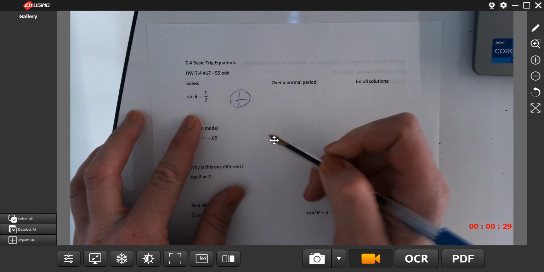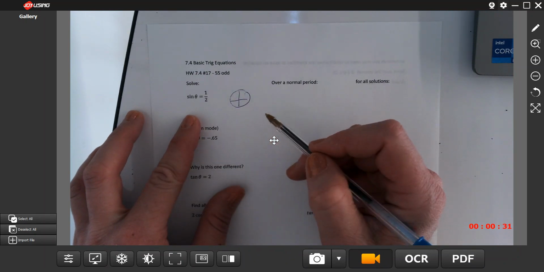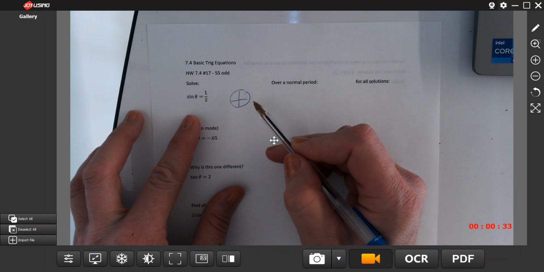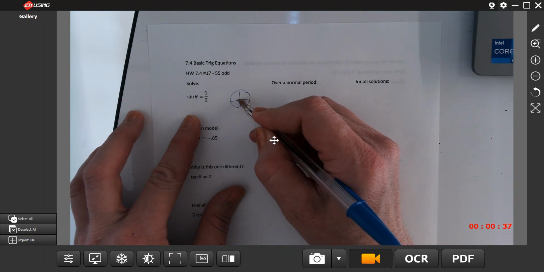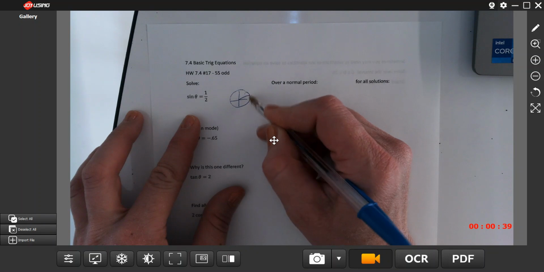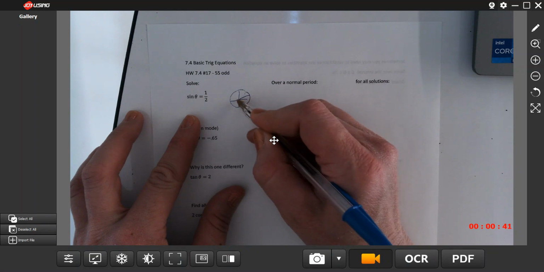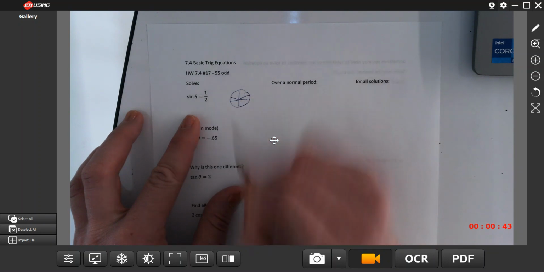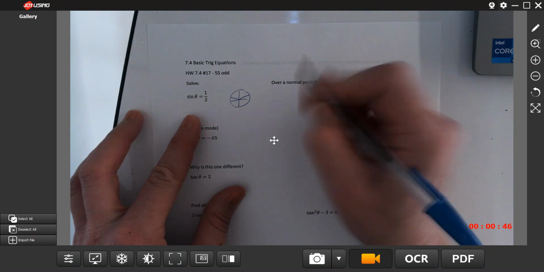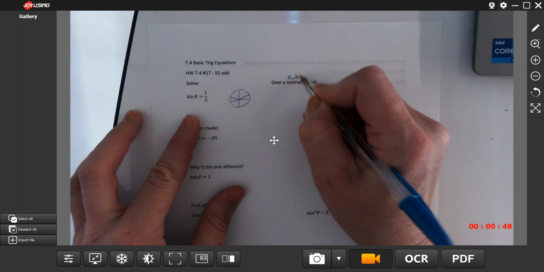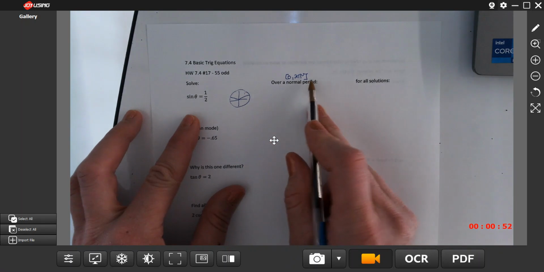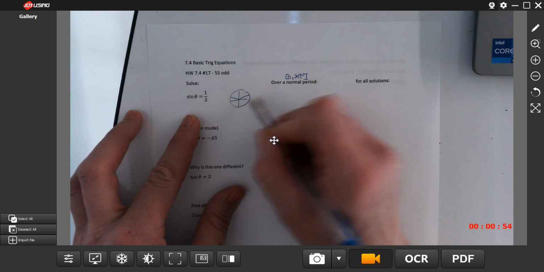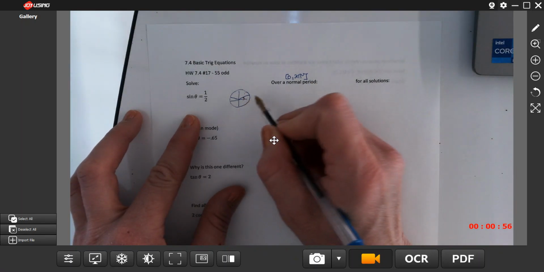Being a visual person, I always, even if it's not on the paper, draw a little unit circle in my mind. And I think, where is sine 1/2? Sine is 1/2 when the height is small like this. And it always happens twice in a period, which is from 0 to 2 pi. Right? Okay. So there are two angles that make that true.